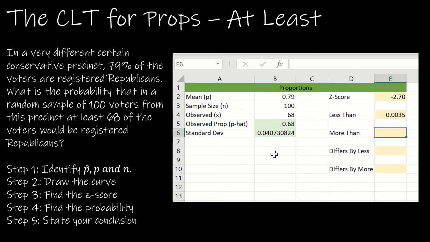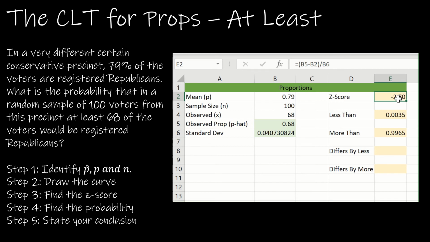So more than is going to be 1 minus norm S dist, and then the z-score, comma 1. So the z-score, comma 1 is going to be everything to the left, and then I want the area to the right. So if we're expecting 79%, and we get 68%, we're saying at least 68%.